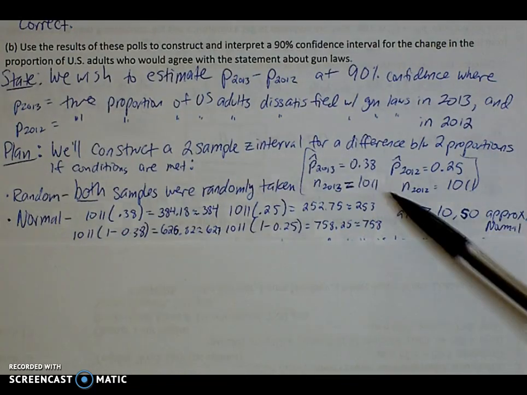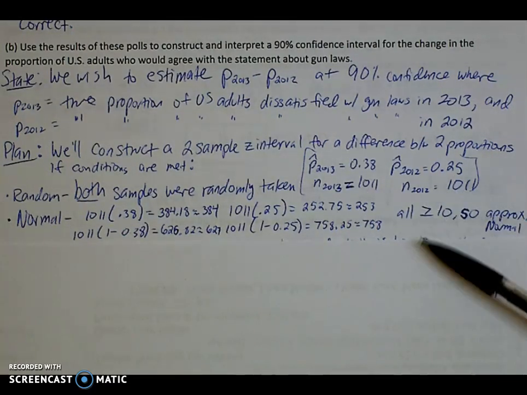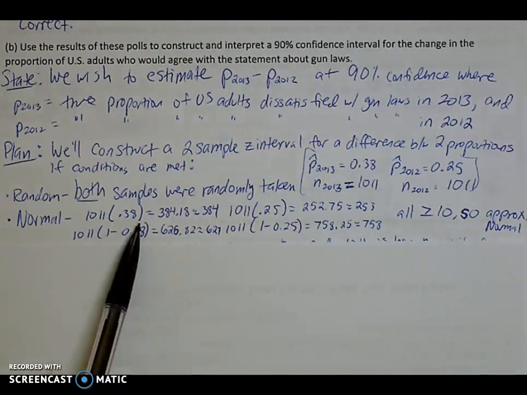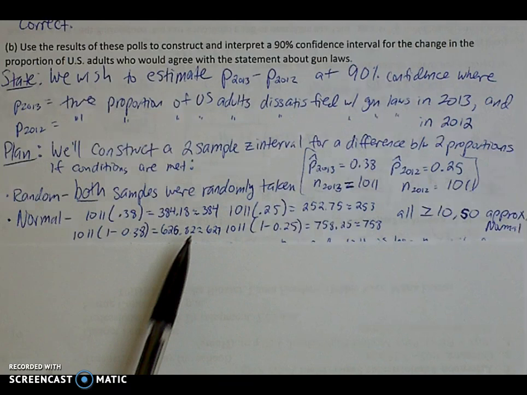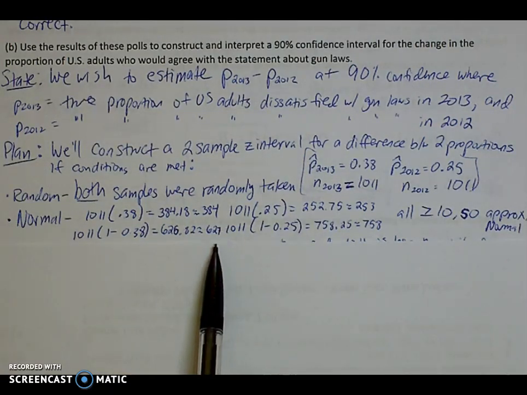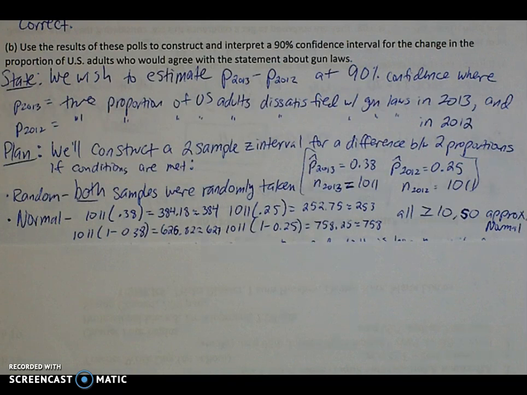They did happen to both take samples of the same size. You don't have to though. They happen to in this instance, but you don't have to have sample sizes that are the same. You do, however, have to show that all of them are at least 10. So showing our calculations, they're at least 10. They didn't come out exactly, so I just rounded appropriately so we could see what they worked out to. So we've done random, we've done normal.